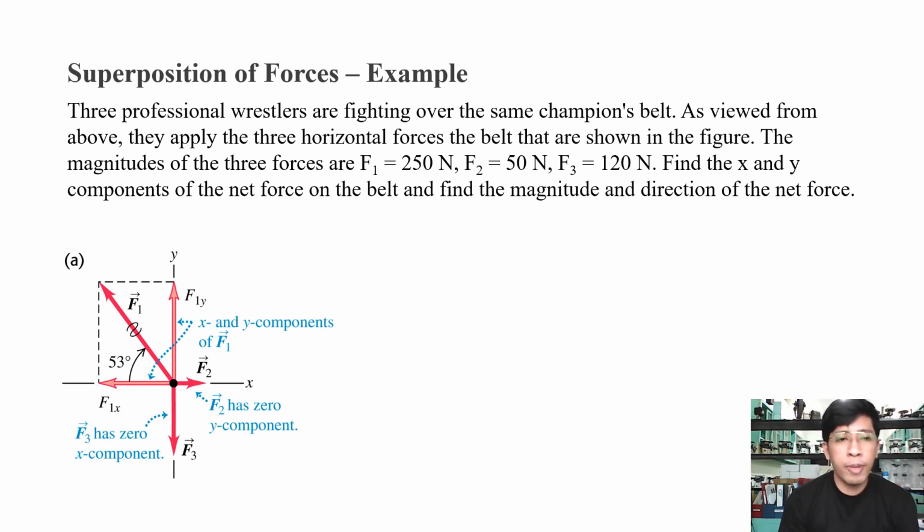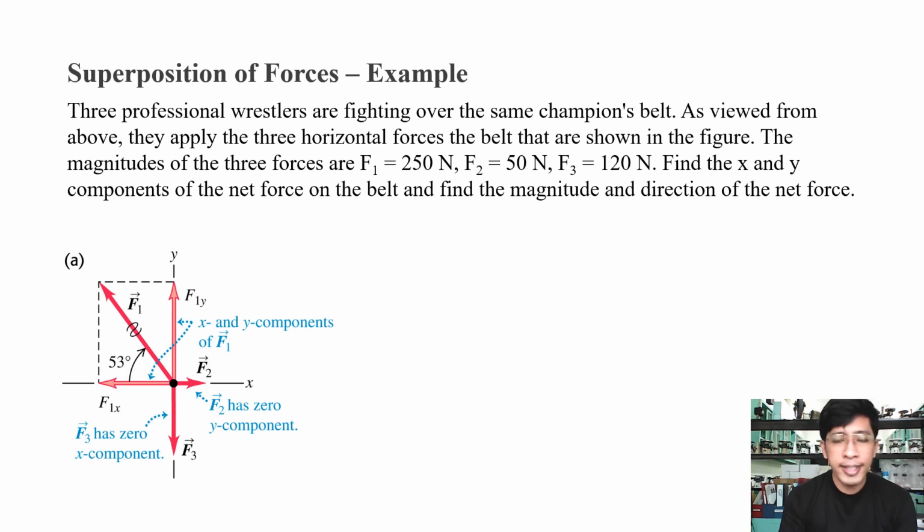As viewed from above, you have here your figure. As viewed from above, they apply 3 horizontal forces to the belt that are shown in the figure. The magnitudes of the 3 forces are: F1, you have 250 Newtons, F2, you have 50 Newtons, and F3, you have 120 Newtons. Find the X and Y components of the net force on the belt and find the magnitude and direction of the net force.